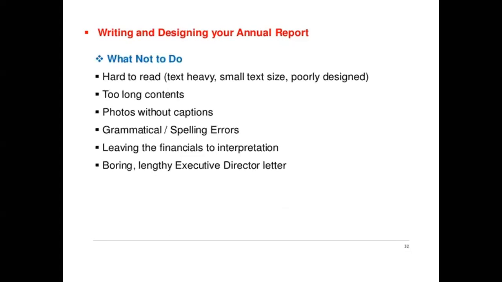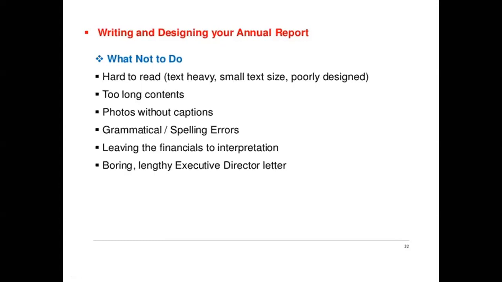Yes, there are some things you don't need to do while writing your report. Don't make it hard to read. Don't make it full of text. Don't make the text size very small, and don't make it blurred so that people are unable to read it. Too long contents are not required. Sometimes people write a lot, so don't go for it.